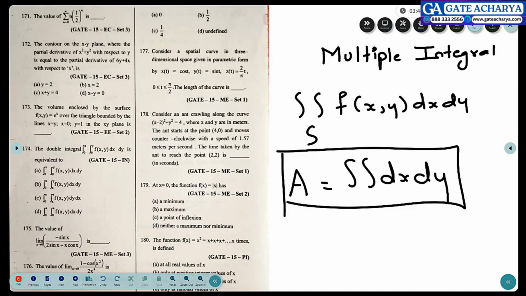Here there is no option, so put e minus 2 in the calculator. The answer is 0.718. That's the answer. Understood how to do these double integral areas?